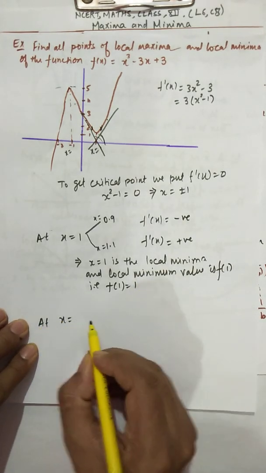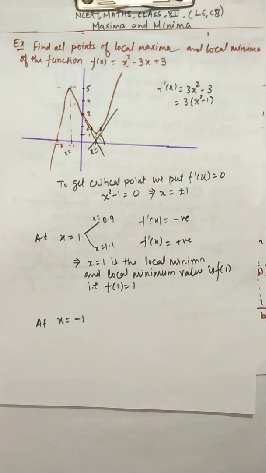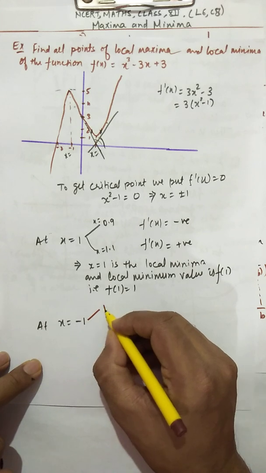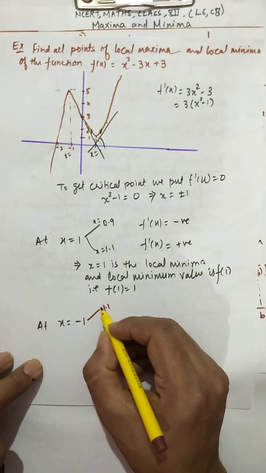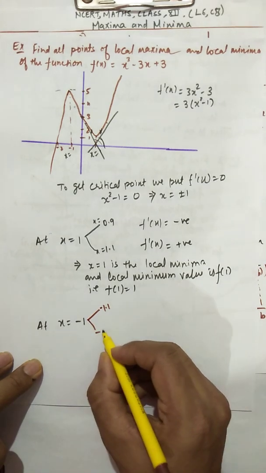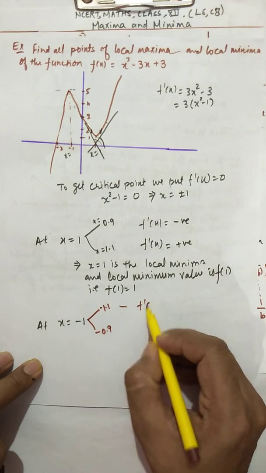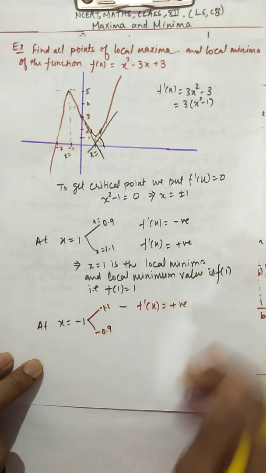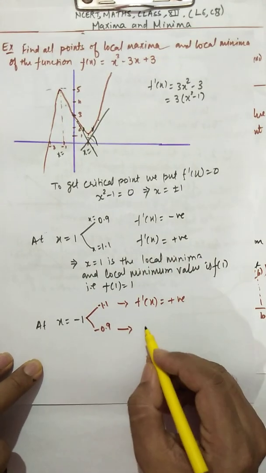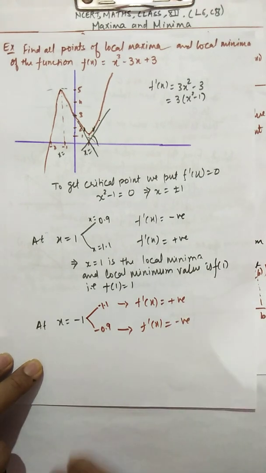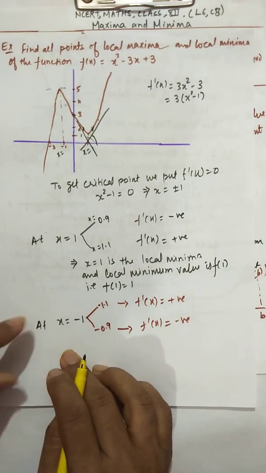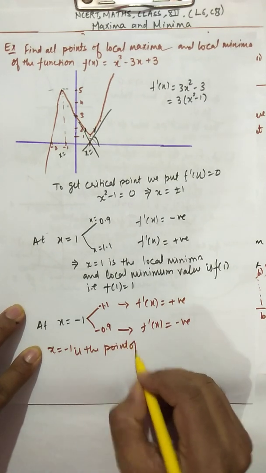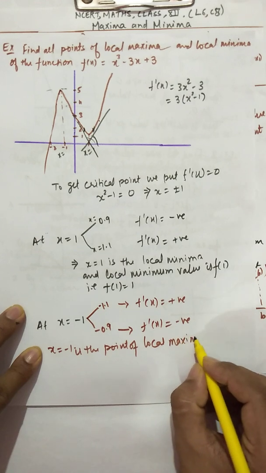Now we take x = −1. We take some value smaller than x = −1, so you may take −1.1, or some value bigger than this, you can take −0.9. Now we check what is the sign of f'(x). If you put −1.1 here, it's going to be positive, and if you put −0.9 here, then f'(x) is going to be negative. So it shows that x = −1 is the point of local maxima.